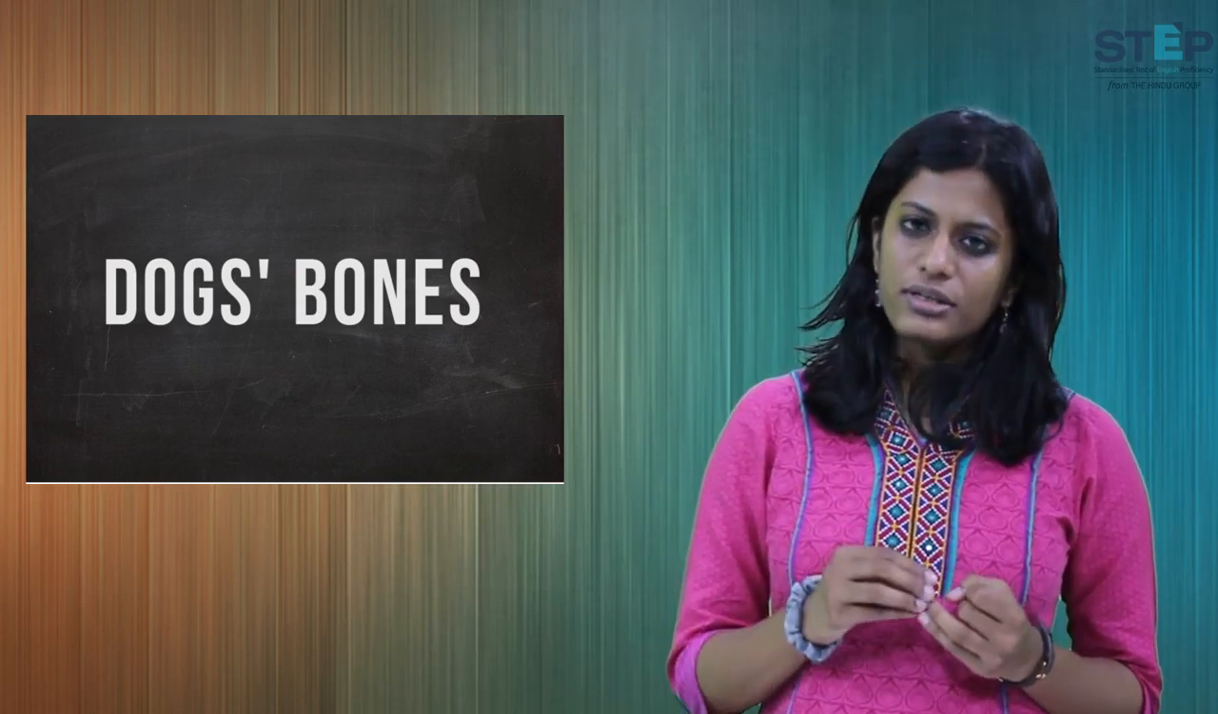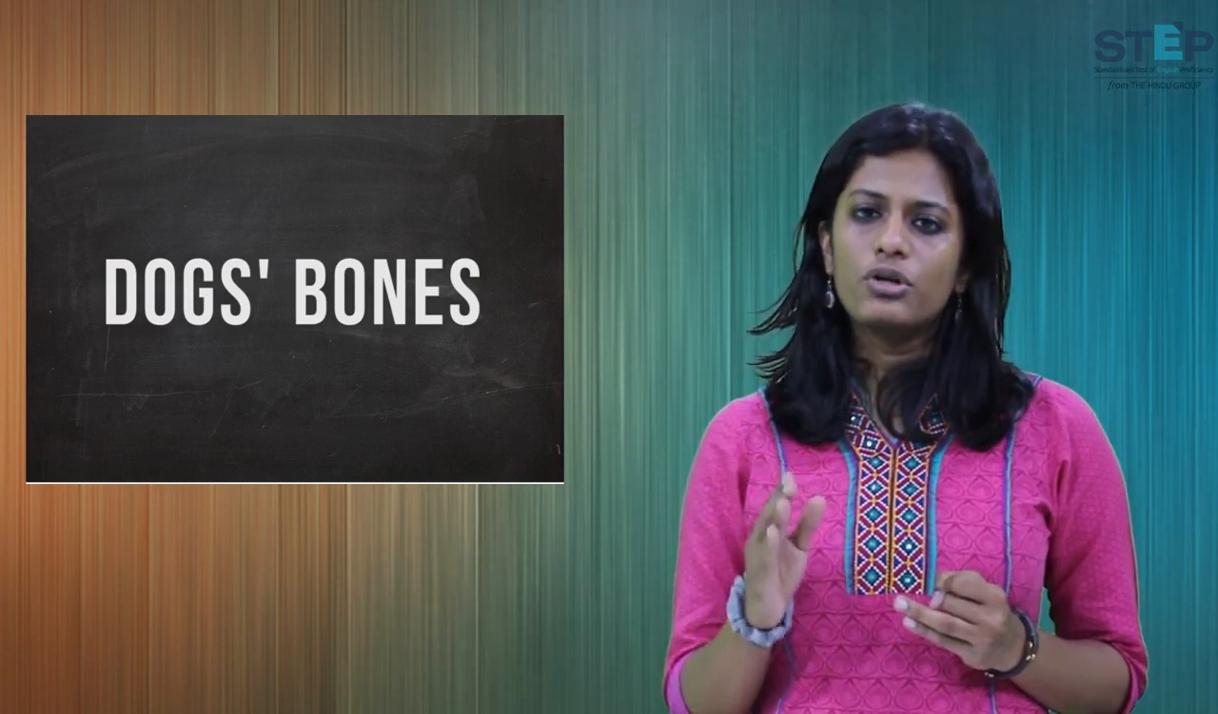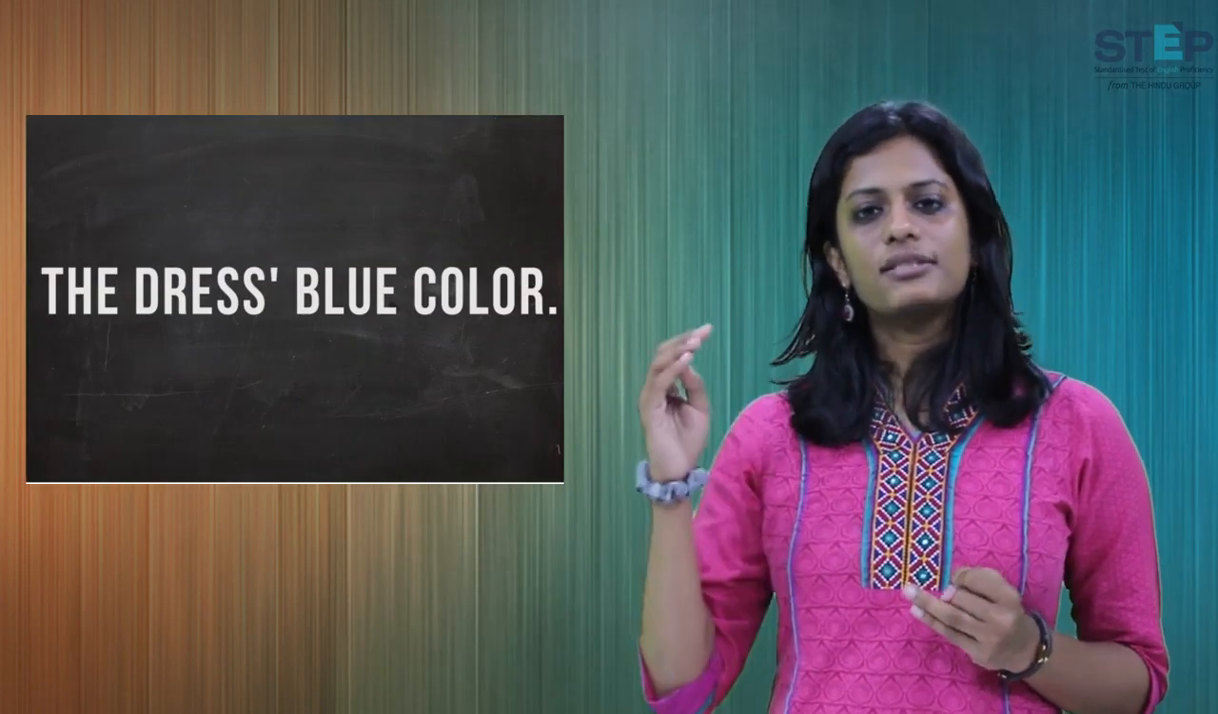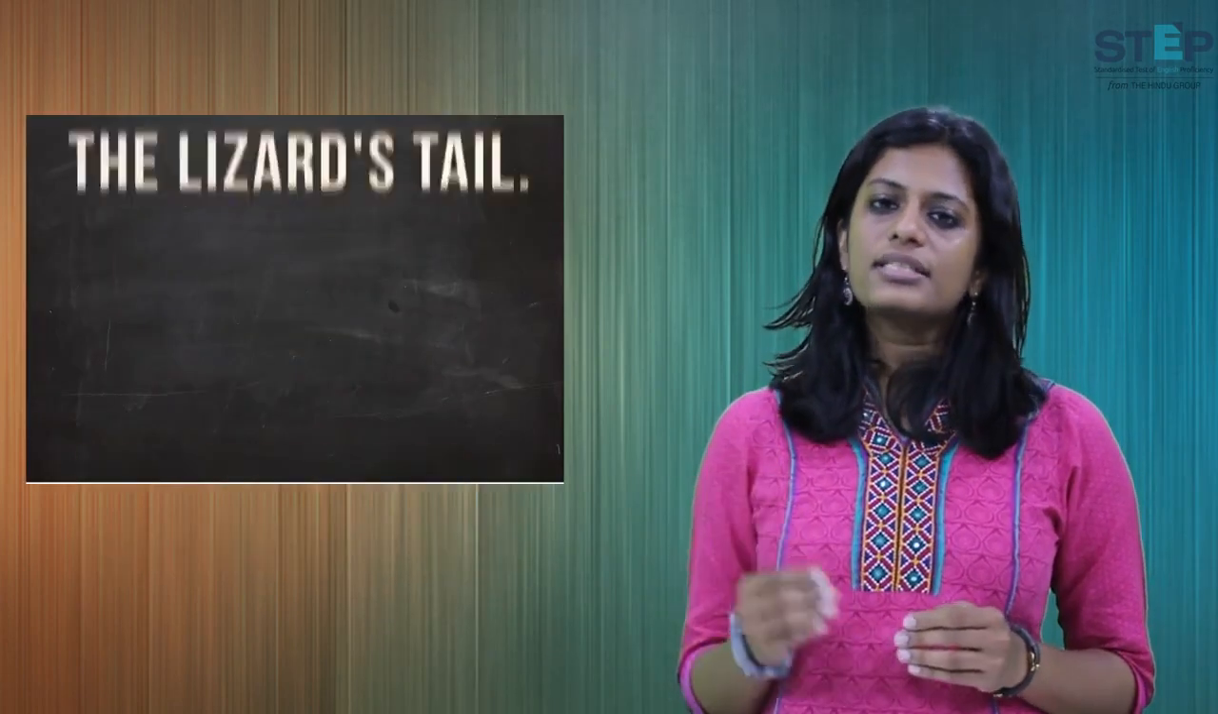If the noun is singular and ends in S, you should also put the apostrophe after the S. For example, the dress' blue color. On the other hand, if the noun is singular and does not end with an S, you will add the apostrophe before the S. For example, the lizard's tail.